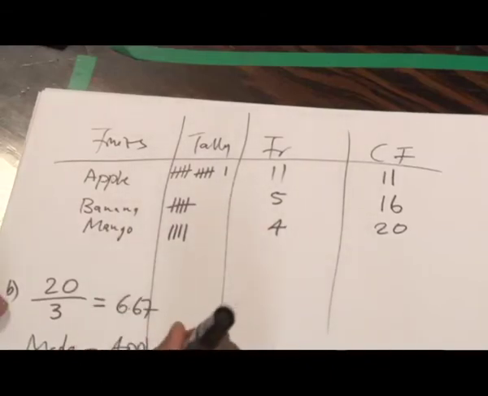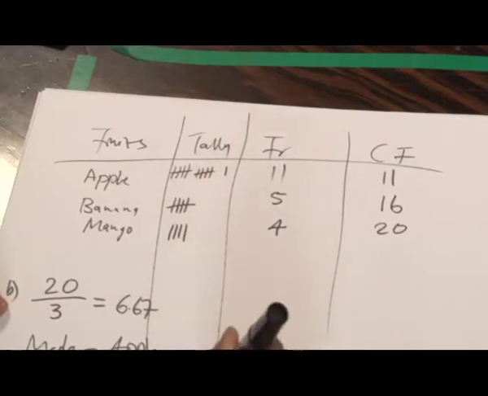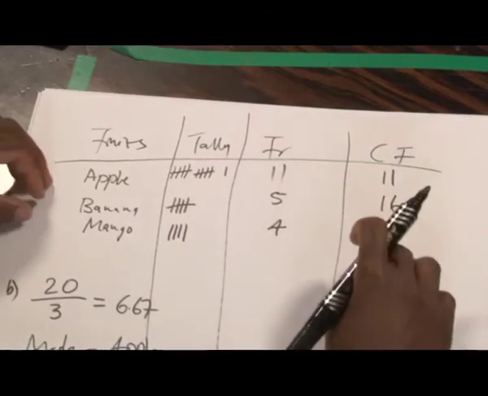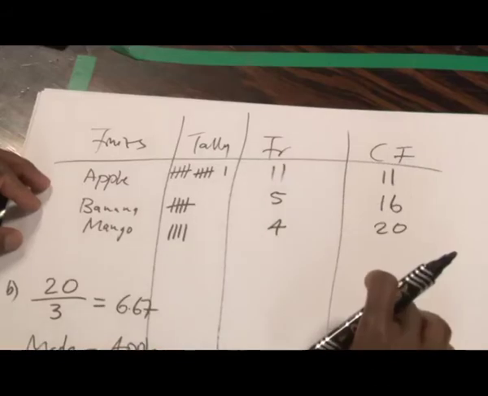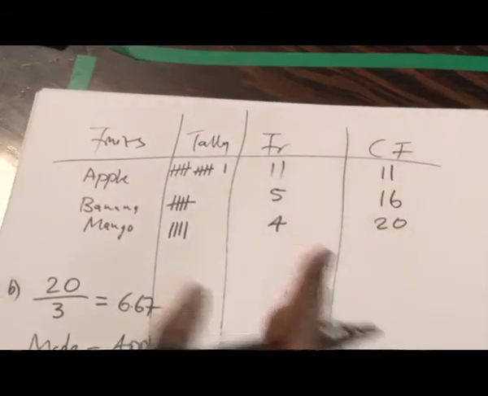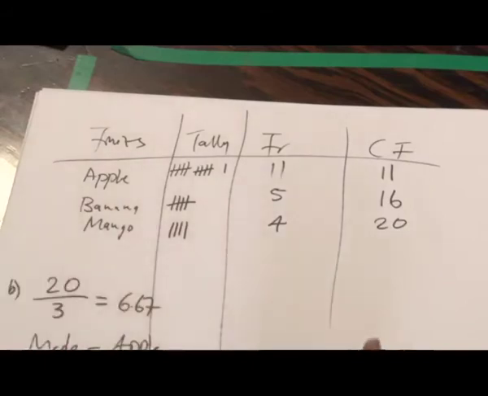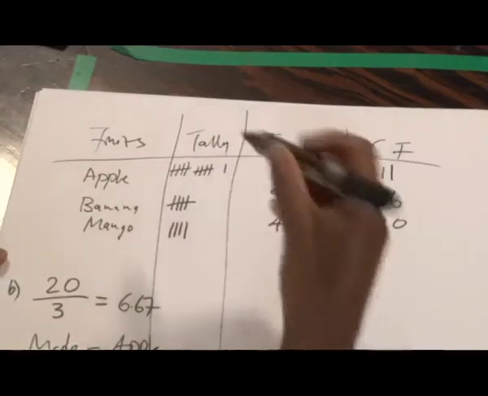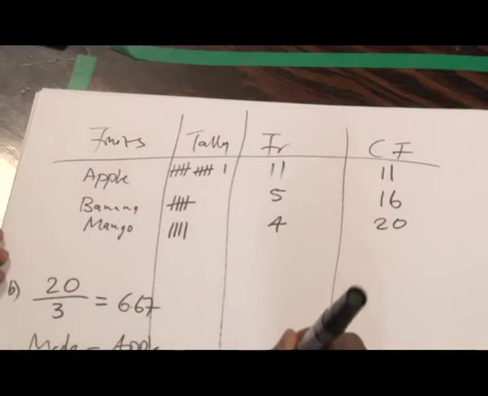Then median is the one which is in the center. In this case, you have 20 students that listed. But out of this 20, 11 is apples. If you take 20 divided by 2, that will give you 10. That 10 will fall under apples. Then the median is definitely apple, or obviously apple.